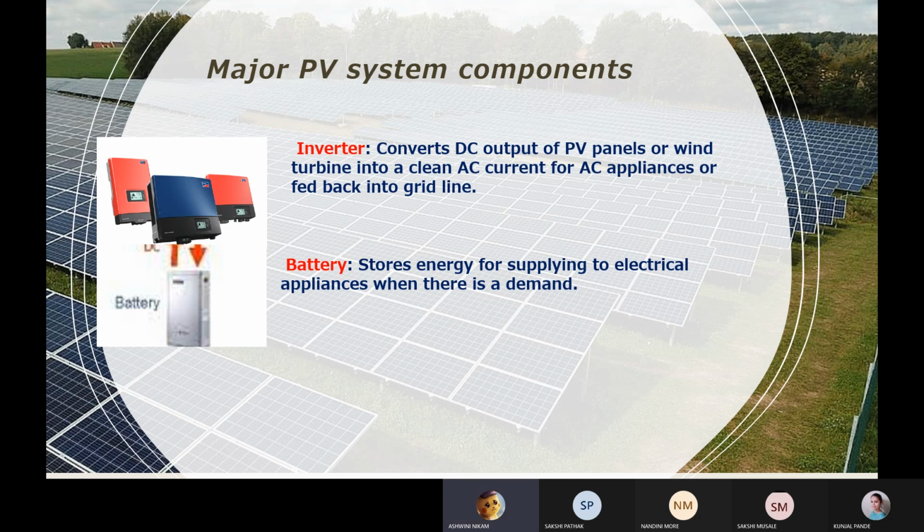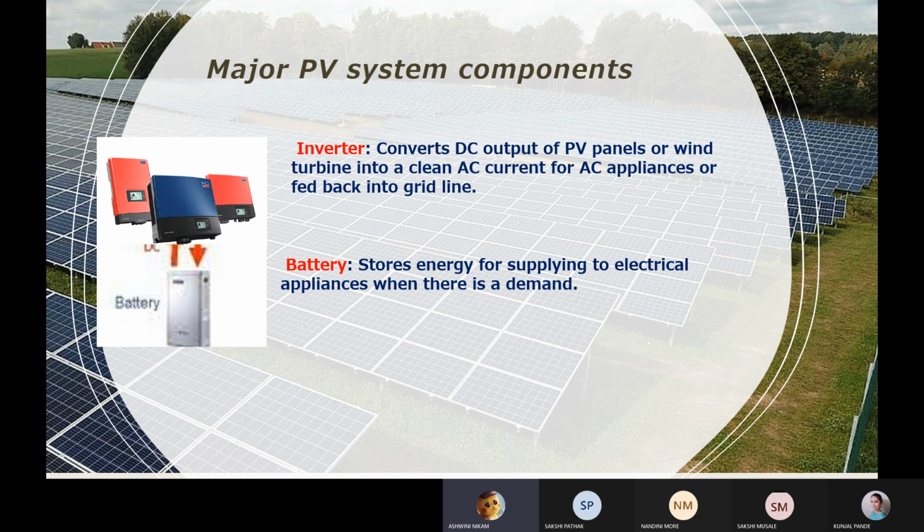Battery stores energy for supplying to electrical appliances when there is a demand. We all know that a battery is composed of cells, and cells are used for storage of energy. Therefore, ultimately, a battery is used to store energy, and we can use it as needed.